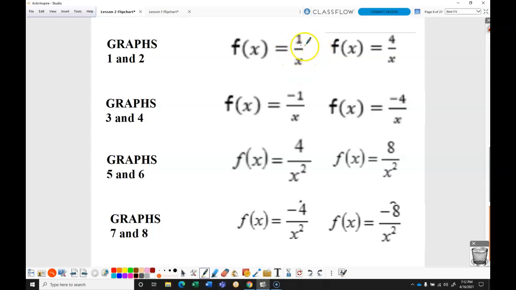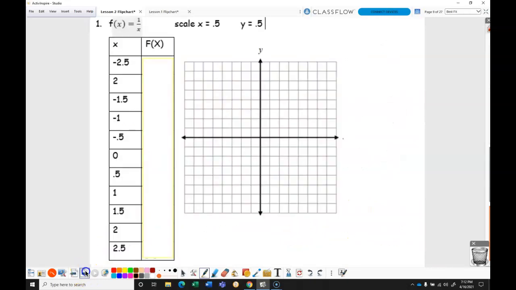You can notice that the bottom of the first 2 is to the first power, and the top is a positive number. When we go to the second set, the bottom is still going to be to the first power, but we have changed the numerator to a negative. In this one, we have a positive numerator, but the denominator is squared. And then the last set we're going to look at is when we make the numerator negative with a squared denominator. Okay? All right, so here's our very first one.